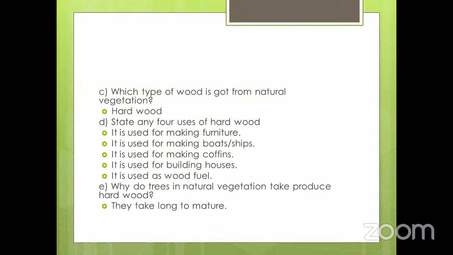The other question is there, though it has come out with the answer, but I just want one person to read through it. Who can help us? Moses, can you read for us that question? Why do trees in natural vegetation produce hardwood? So why do they produce hardwood? The reason is they take long to mature. That's why they produce hardwood. Okay, we can move on.